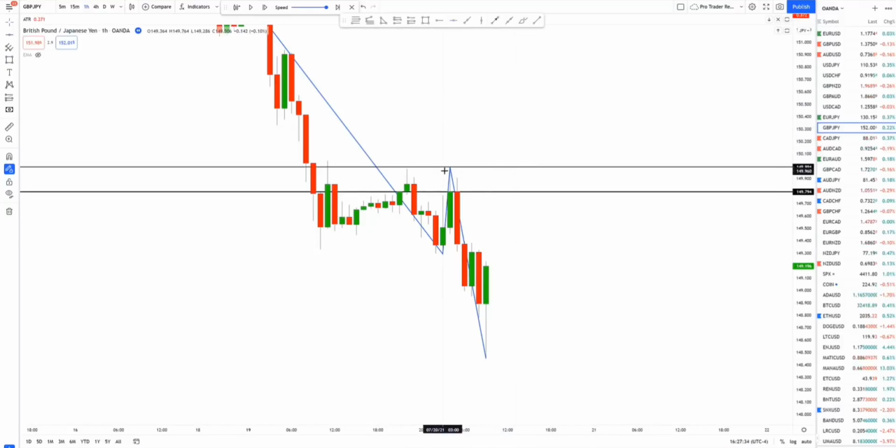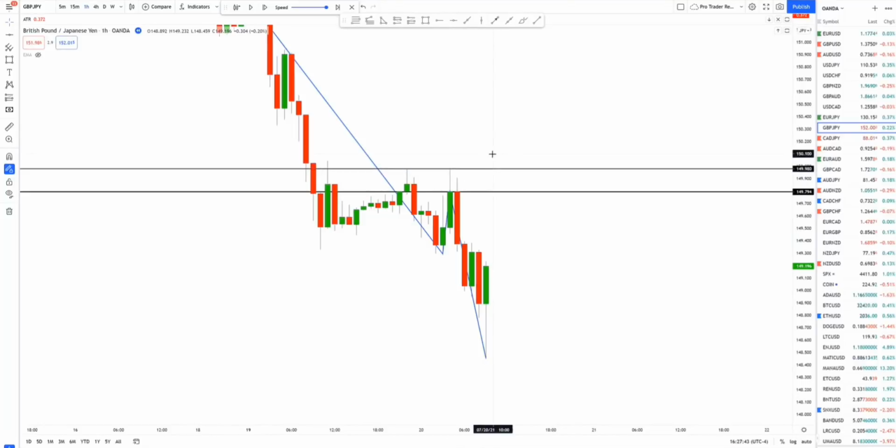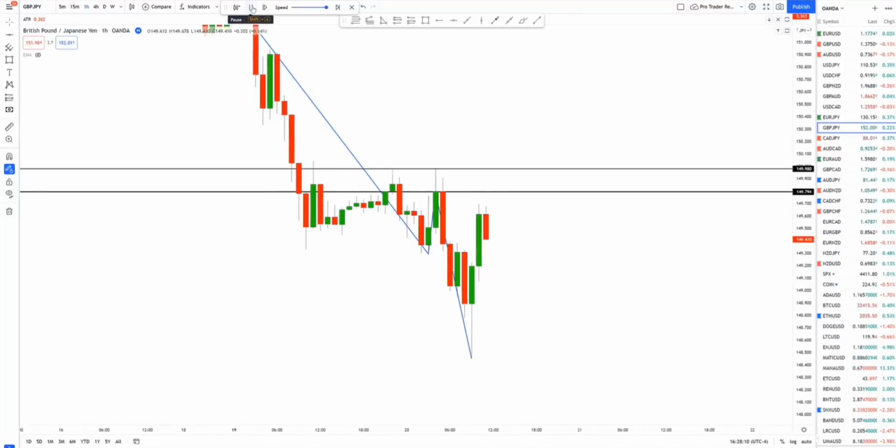Why? Because this is the area between the bodies of this pullback and the wick of this pullback. With that being the case, this is the area we want price to test. How do we want it to test this area? We want price to push up and at least touch this area with a wick. We can see a body close in this area. We can see a wick go above it. What we do not want to see is price push up higher and end up creating a higher high right here in price compared to the previous high over here. So let's press play and see what happens.